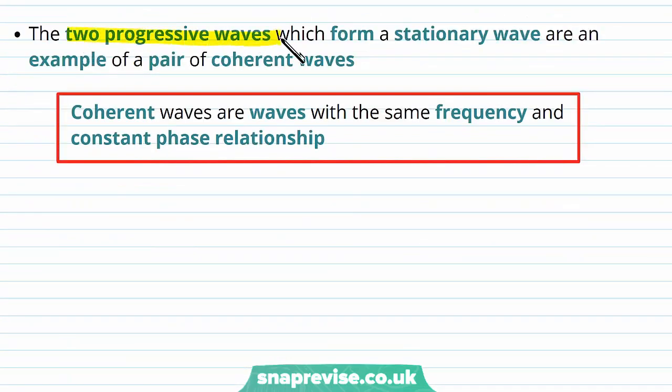The two progressive waves which form a stationary wave are an example of a pair of coherent waves. Coherent waves are waves with the same frequency and constant phase relationship. That's the simplest way to describe two coherent waves: they have the same frequency and their phase difference remains constant. It doesn't change. It doesn't mean that they're necessarily in phase or out of phase. It just means that whatever their phase relationship is, that stays constant.